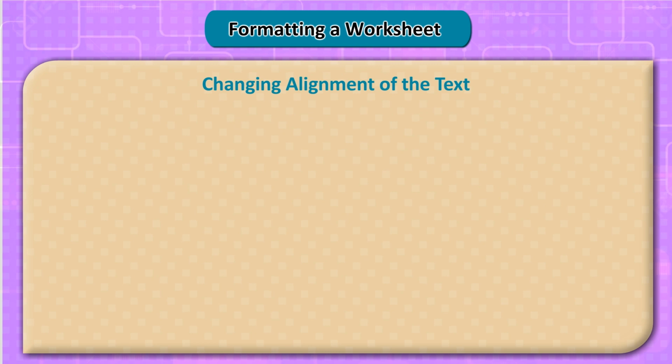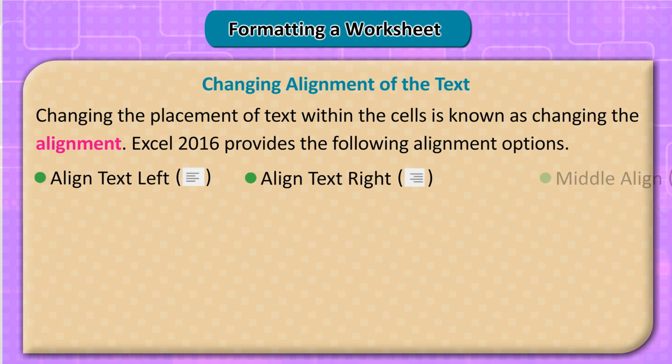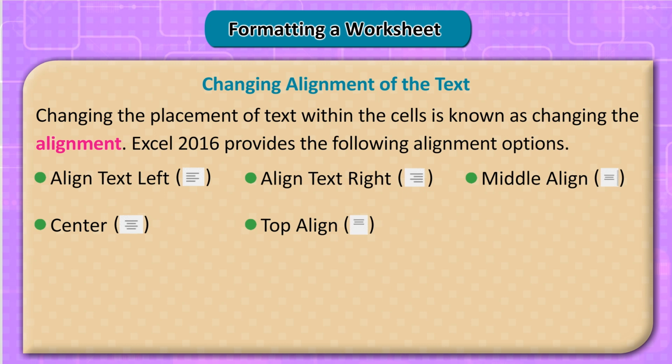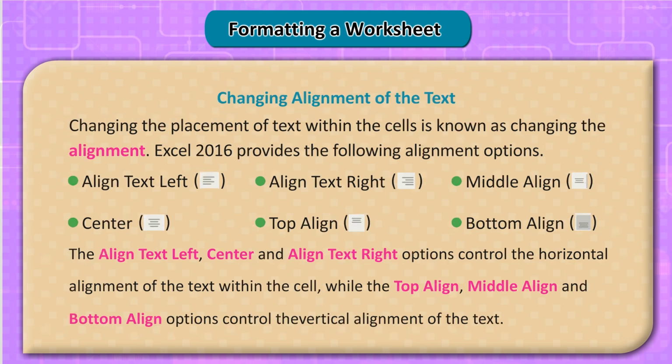Changing alignment of the text. Changing the placement of text within the cells is known as changing the alignment. Excel 2016 provides the following alignment options. Align text left. Align text right. Middle align. Center. Top align. Bottom align. The Align Text Left, Center and Align Text Right options control the horizontal alignment of the text within the cell, while the Top Align, Middle Align and Bottom Align options control the vertical alignment of the text.